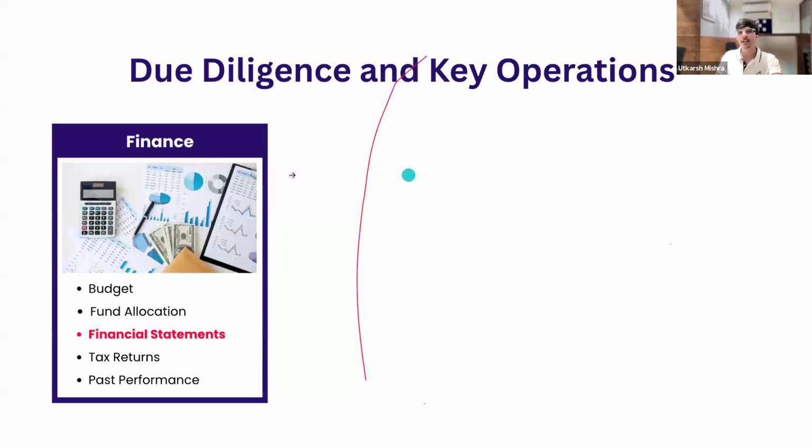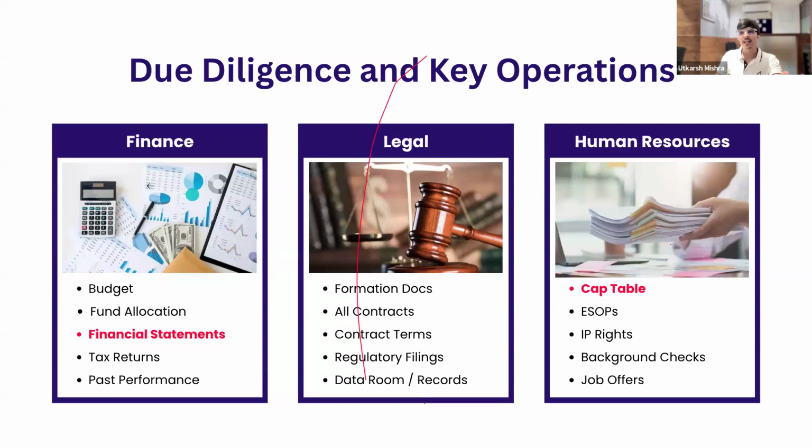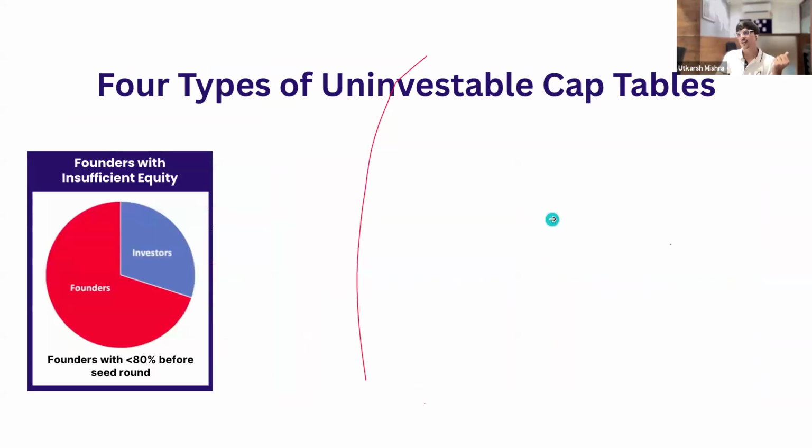Now, in due diligence and key operations, there are three things which are checked. First is finance, second is legal, and third is human resources. In finance, the most important is financial statements. In human resources, the most important thing is the cap table, because who the owners of the company are will determine the future of the company. And with financial statements, they will carry out all the ratios, growth metrics, fund allocation and everything. So these are majorly the three due diligence parameters: finance, legal, and HR.